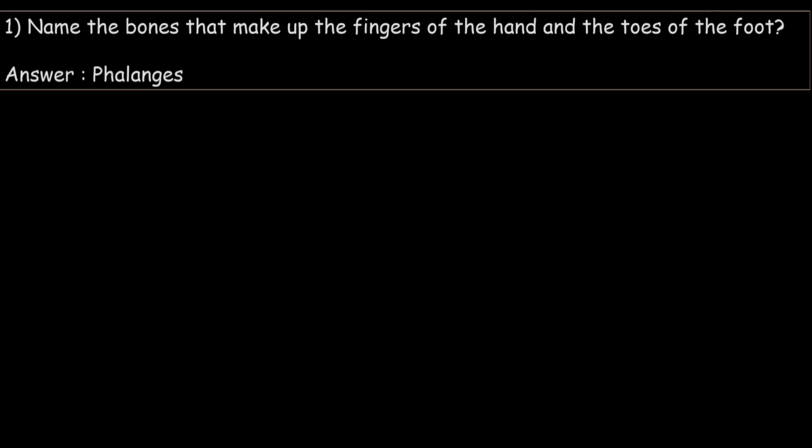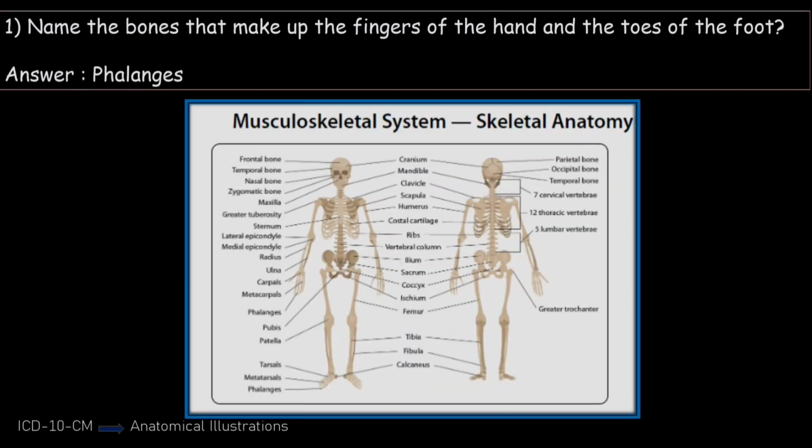The first question, name the bones that make up the fingers of the hand and the toes of the foot. I have directly mentioned the answer. The answer is phalanges. These are the bones that make up the fingers of the hand and toes of the foot. You can find the answer in your ICD-10-CM manual under anatomical illustrations. You can see the diagram.